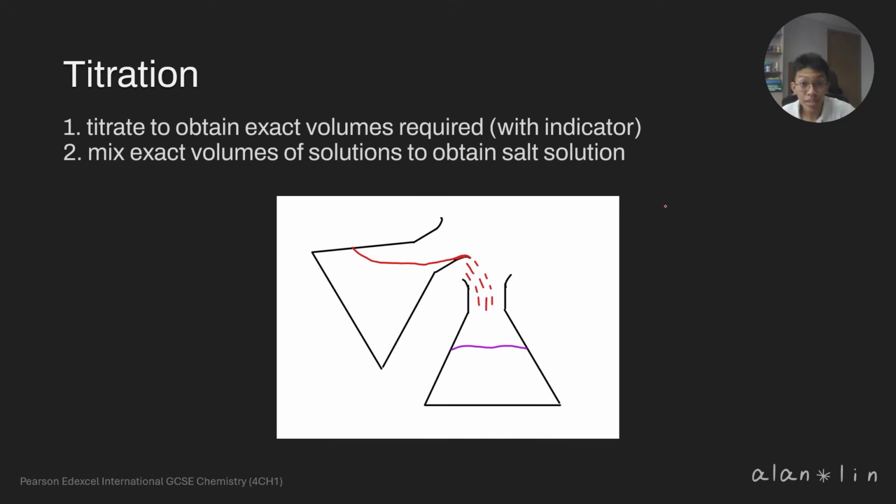When it comes to ammonium and alkali metal ion containing salts, we are going to, of course, have to do the titration first to figure out the exact volumes required for complete neutralization using an indicator. We'll then repeat the titration without an indicator, and we'll just mix those exact volumes together to obtain the salt solution, the pure salt solution, and this will give us the solution that we want.